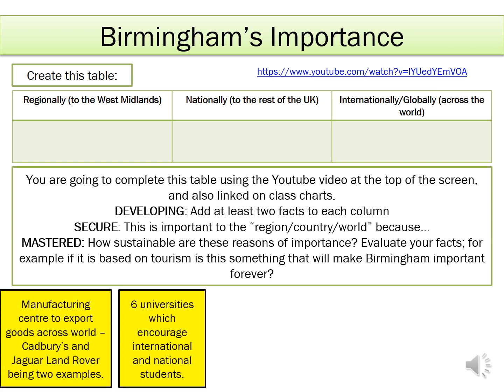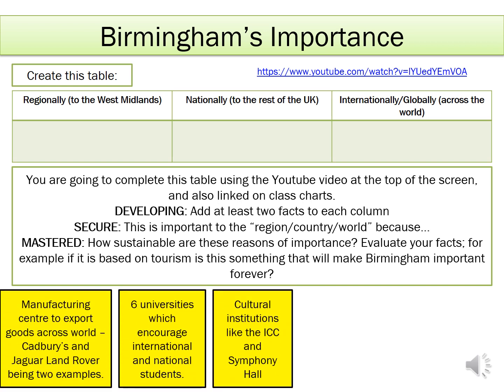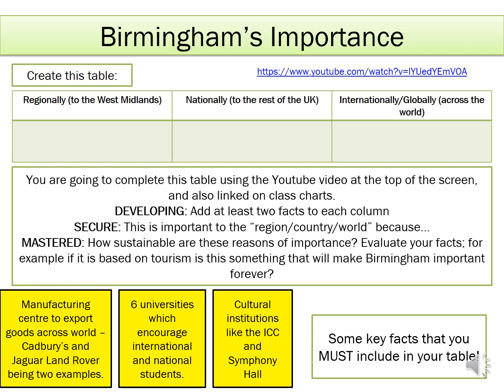If you're struggling with the video and you're not really seeing any facts, there are 3 at the bottom that you must include in your table as a really key set of facts that I want you to know going forward in year 10 and 11. Just as a little side note, cultural institutes like the ICC and Symphony Hall are things like arenas where bands and things will go and play. So think about, will people need to travel from all over the world for that? Or might they need to travel from all over the country? Or might they just need to travel within the West Midlands for that one? The other 2 are pretty self-explanatory. Do this task now.